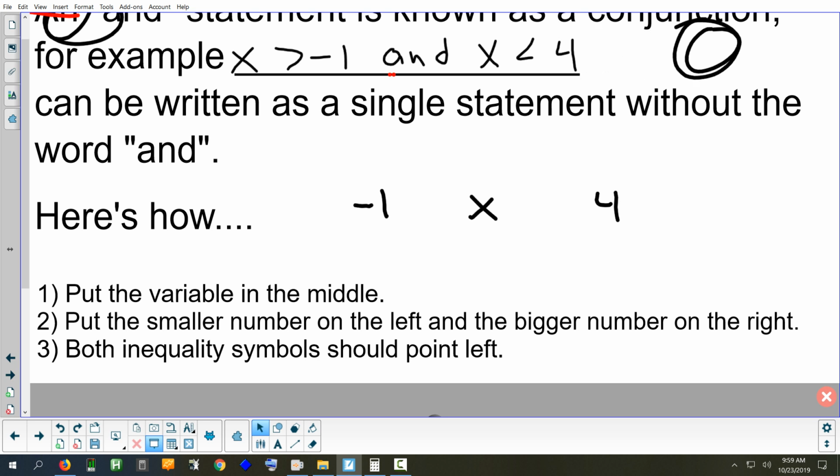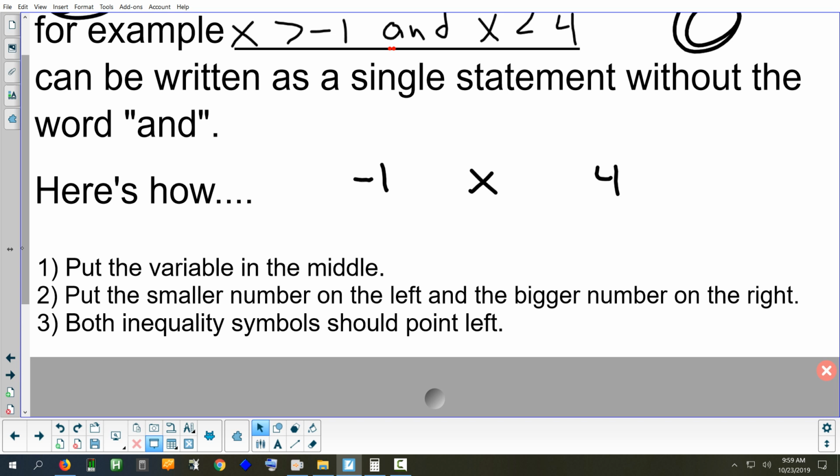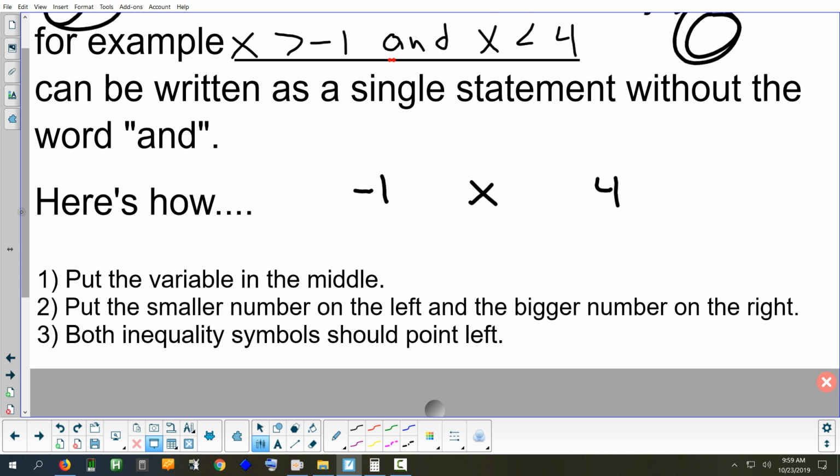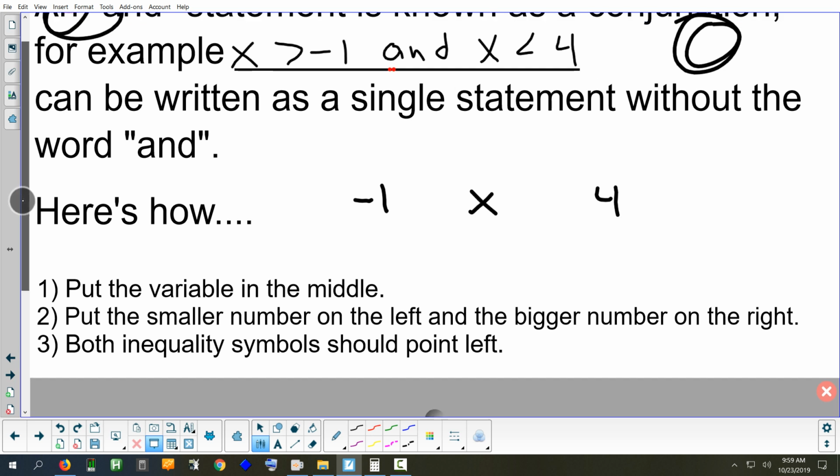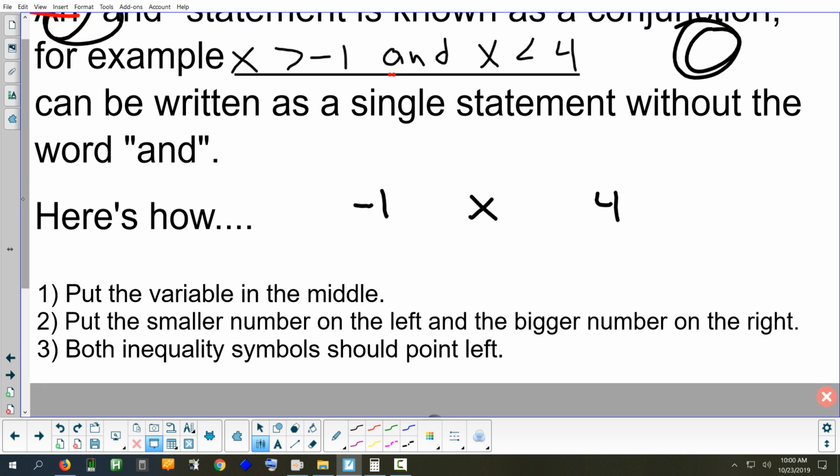What's number 2 say? Number 2 says put the smaller number on the left and the bigger number on the right. Okay, so both inequality symbols should point to the left. So you have a choice. There's two different symbols that point to the left. This one and that one. Look at the symbol between the x and the -1. Does it have the little line under it?